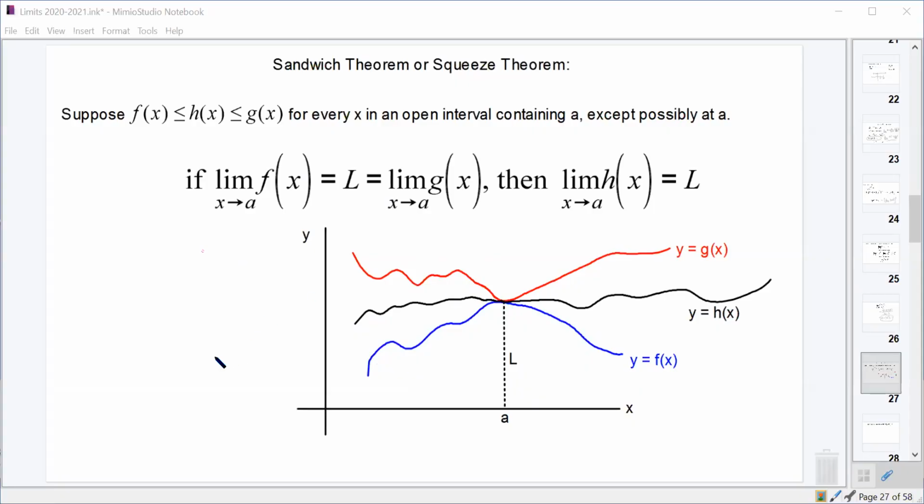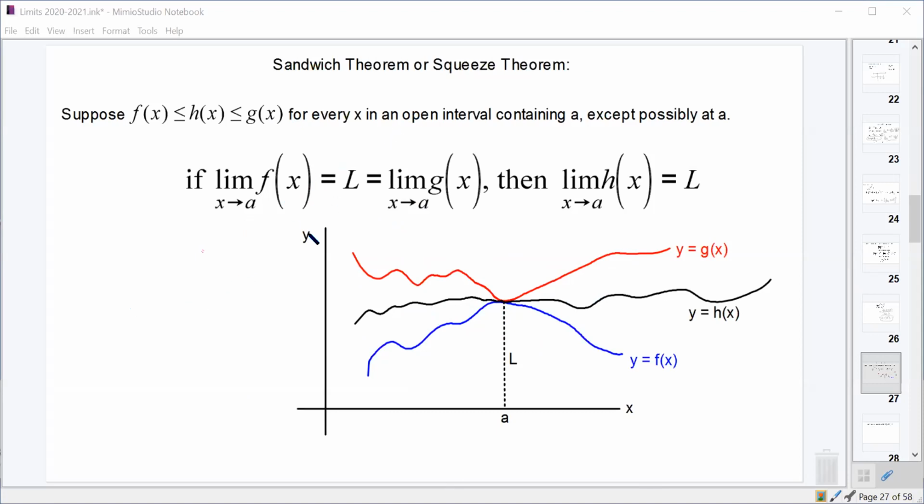Does that make sense? I think the picture helps illustrate that. g is always above h, f is always below h, and g and f happen to have the same limit at a, so h must have the same limit at a. Everybody see that and feel okay about that? You're all still there?